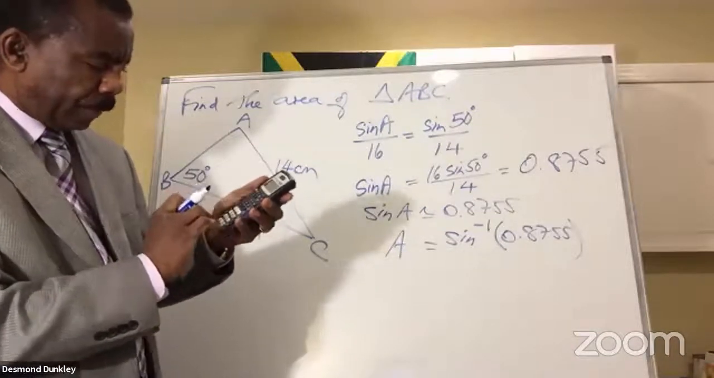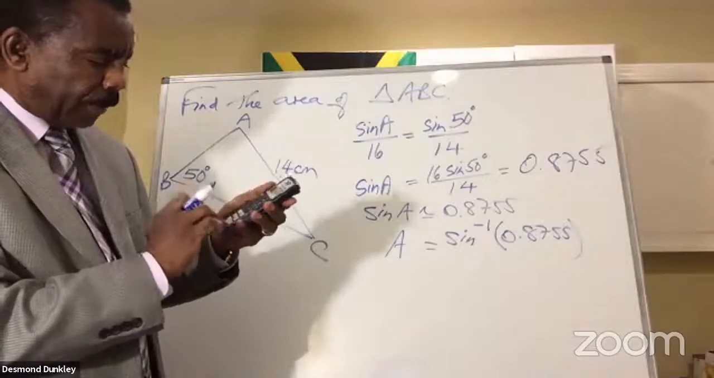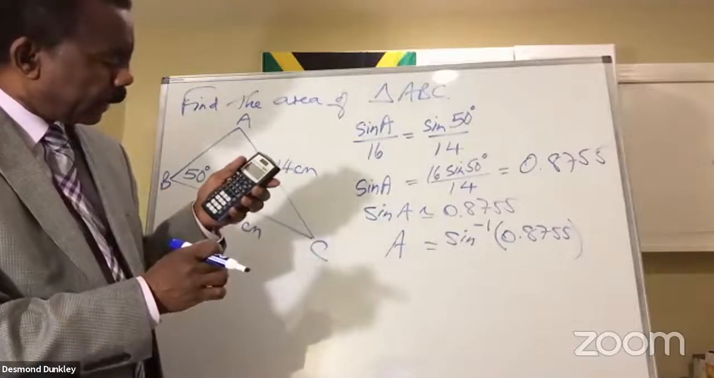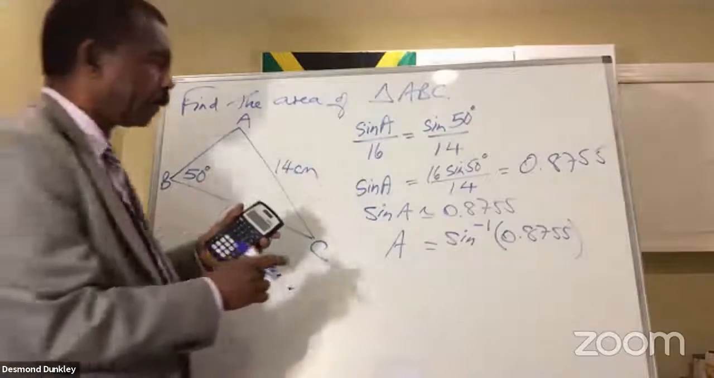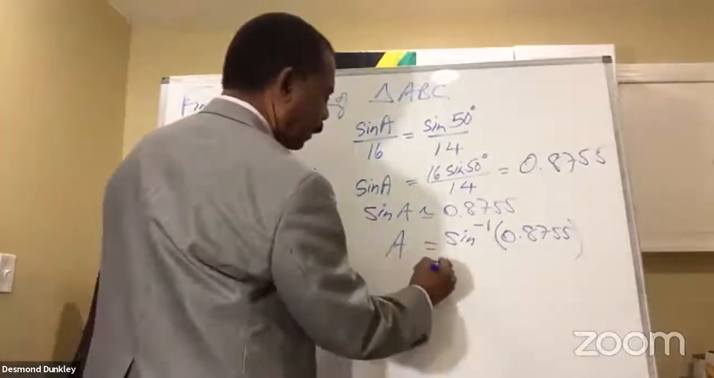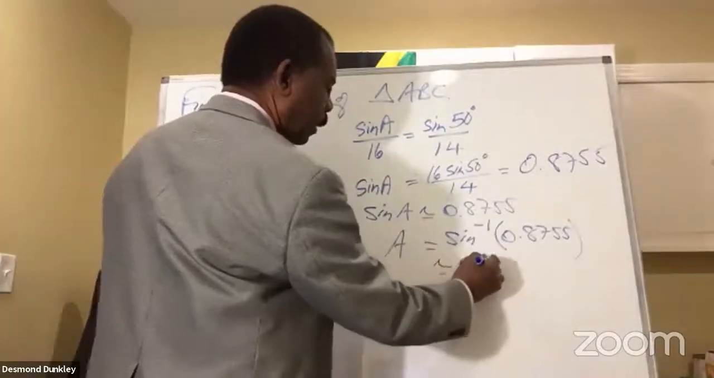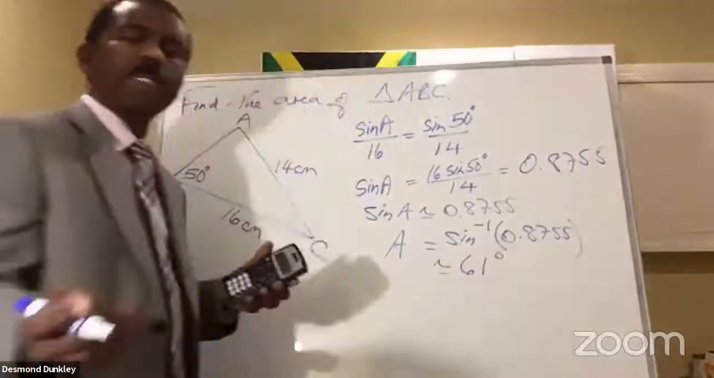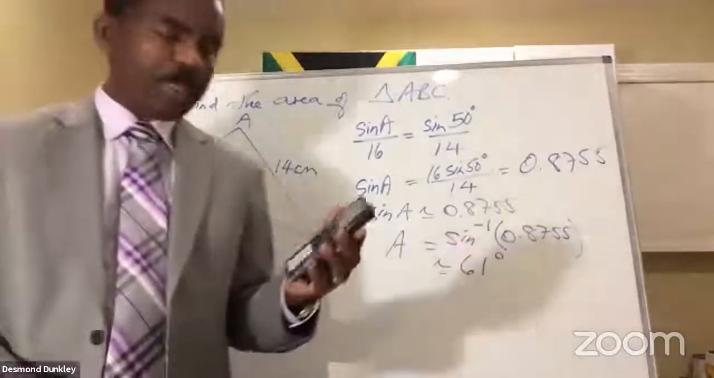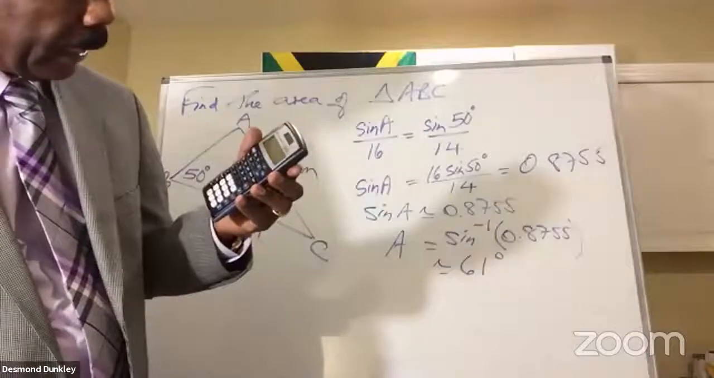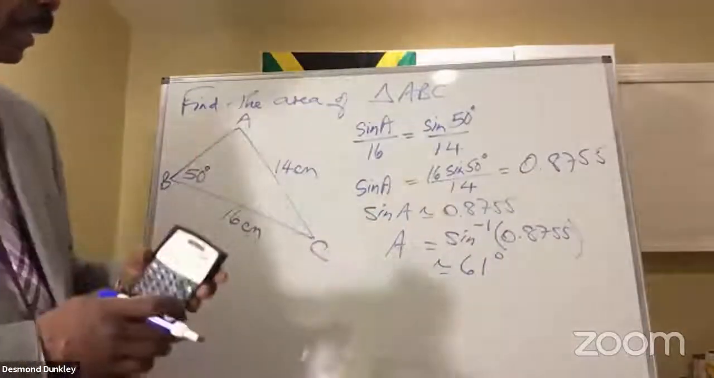0.8755. And that's going to give us 61.104. So that's approximately 61 degrees. Let's round it to 61 degrees for the purpose of what we're doing.